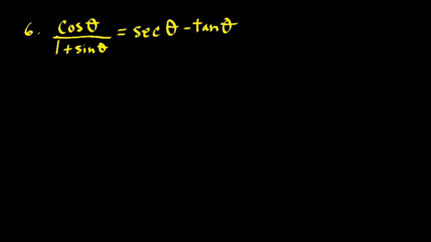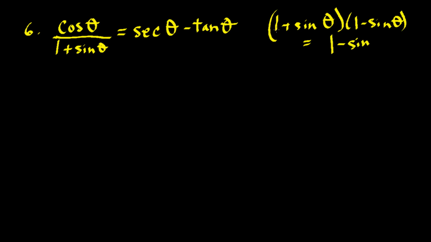In this problem, we're going to use a little bit of a trick using conjugates to clear out the denominator. Keep in mind that the conjugate of 1 plus sine theta is 1 minus sine theta. And if you multiply those together, you'll get 1 minus sine squared theta, which is a variation of our Pythagorean identity. So that's where we'll start this problem.